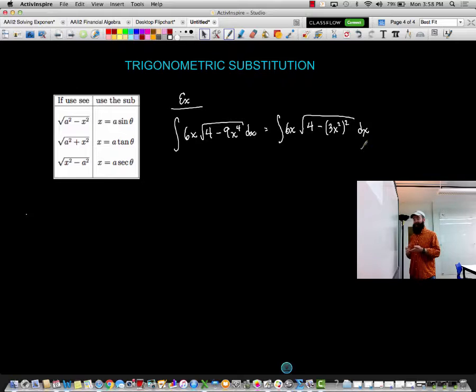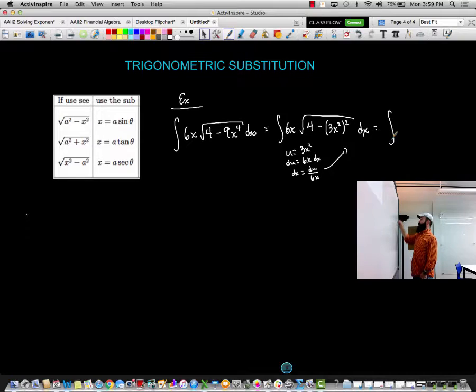So now, if I look at this, I can see I've got a function inside of a function right here in the middle, which is 3x squared. And when I take the derivative of that, it's 6x, which would cancel with what's out here. So I'm going to start by doing a u substitution. I'm going to let u equal 3x squared. I'm going to find what du is. That would be 6x dx. And I'm going to solve for dx, so it would be du over 6x. And then I'm going to replace all that stuff in there.